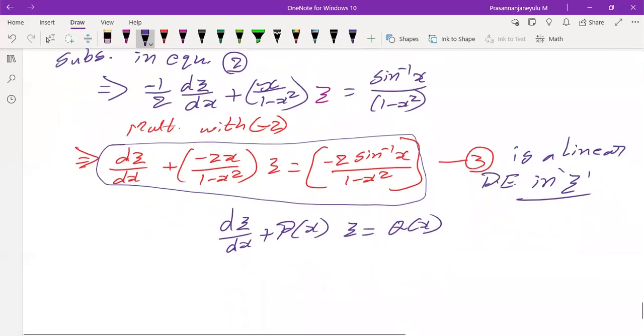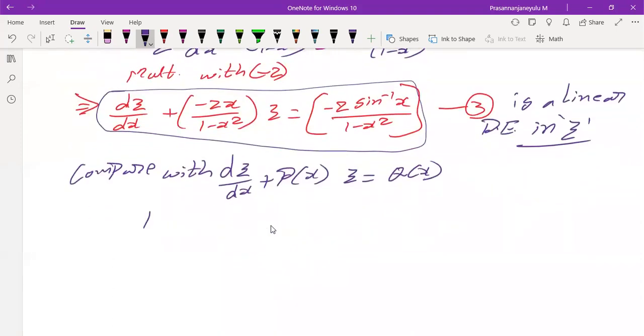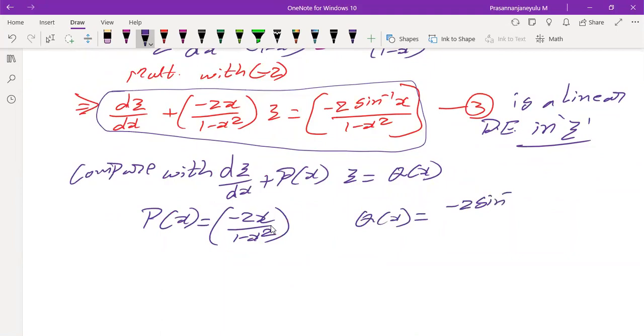So, direct steps I'll write. Compare with this equation. Then what integrating factor will we get? What is p of x? Minus 2x by 1 minus x square. What is q of x? Minus 2 into sine inverse x by 1 minus x square. In this problem you will feel difficulty only with the sine inverse x.